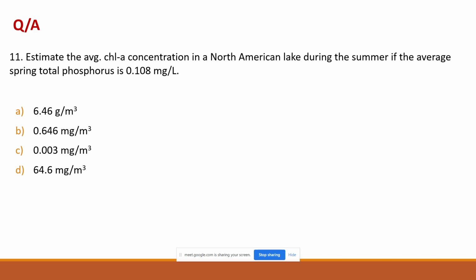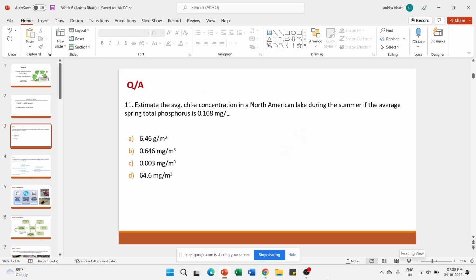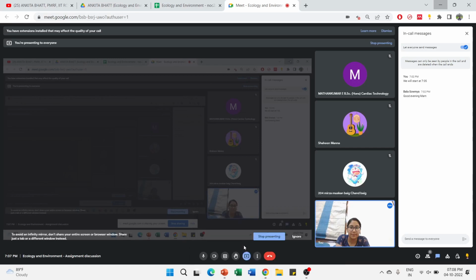The numerical which I gave you last week was that you had to estimate the average chlorophyll A concentration in a North American lake during the summer season if the average spring total phosphorus is 0.108 mg per liter. During the session, I already provided you with the relation to calculate the chlorophyll A concentration if you have the total phosphorus content. So you just had to calculate the chlorophyll A concentration based on that relation. I'll see if anybody has solved this numerical and obtained the answer.